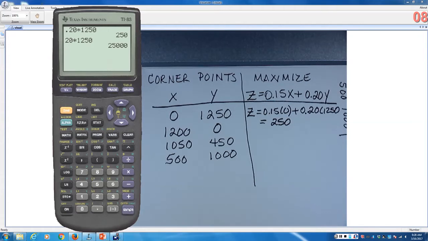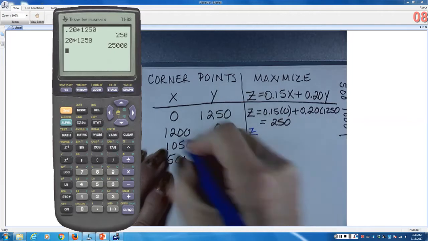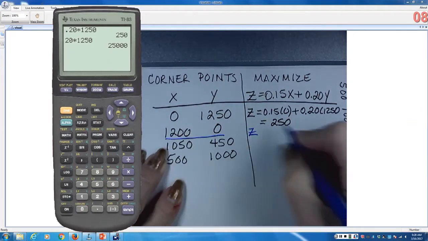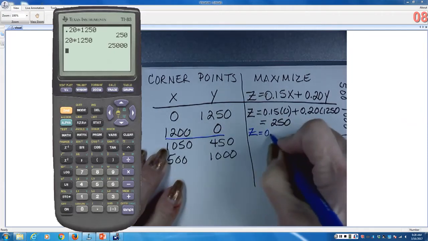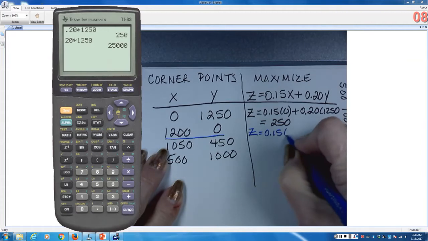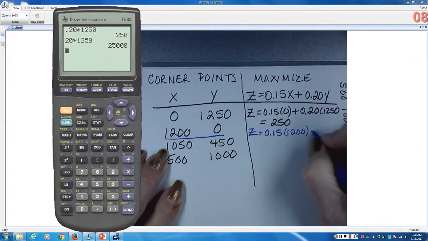So then the next thing we're going to plug in is, using this corner point, z equals 0.15 times 1200 plus 0.20 times 0.